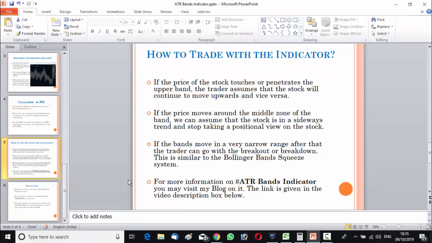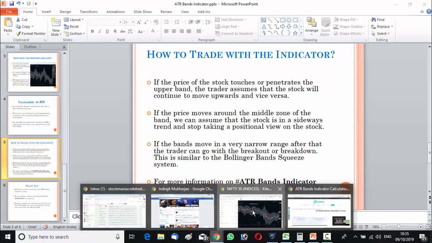So friends, now let us come back to the point how to trade with the indicator. If the price of the stock touches or penetrates the upper band, the trader assumes that the stock will continue to move upwards and vice versa. And if the price moves around the middle zone of the band, we can assume that the stock is in a sideways trend and stop taking a positional view on the stock. If the bands move in a very narrow range, after that the trader can go with the breakout or breakdown. This is similar to the Bollinger Band squeeze system. So now let us see it in the live chart.